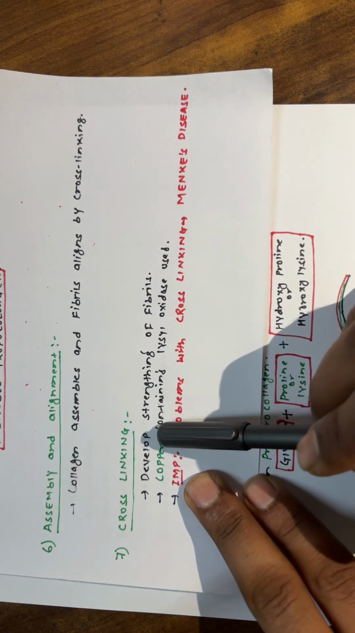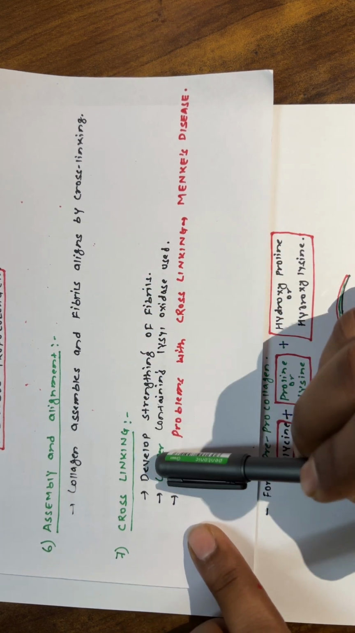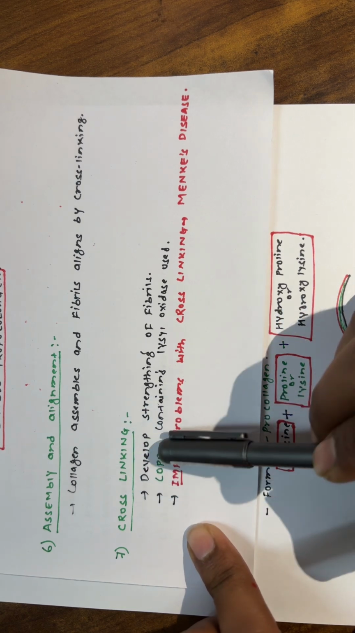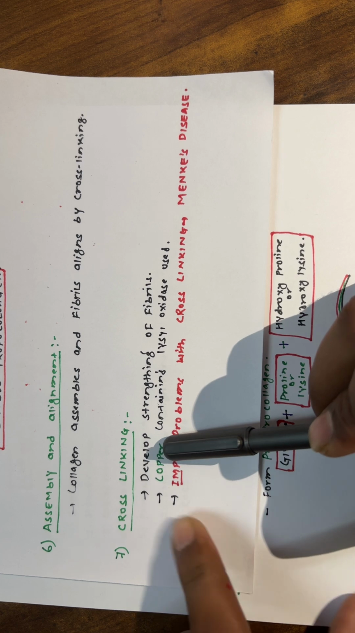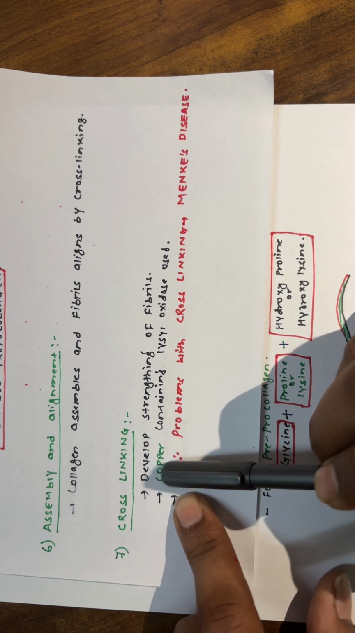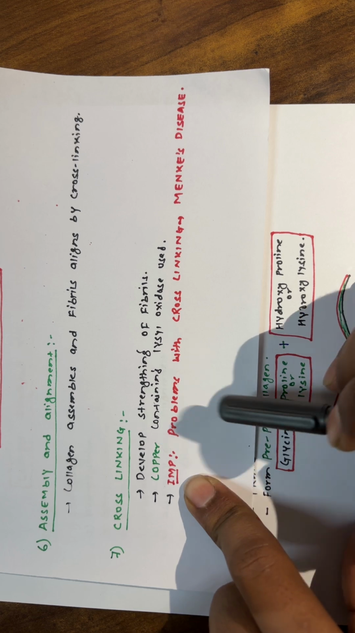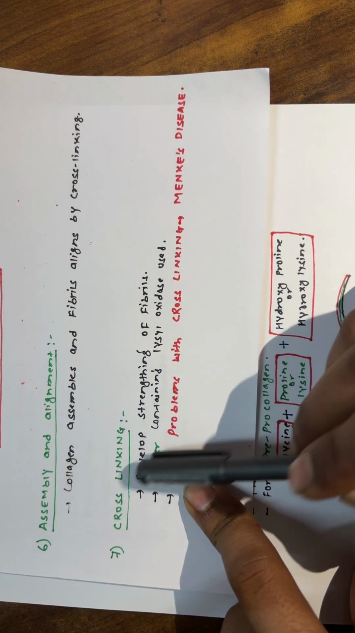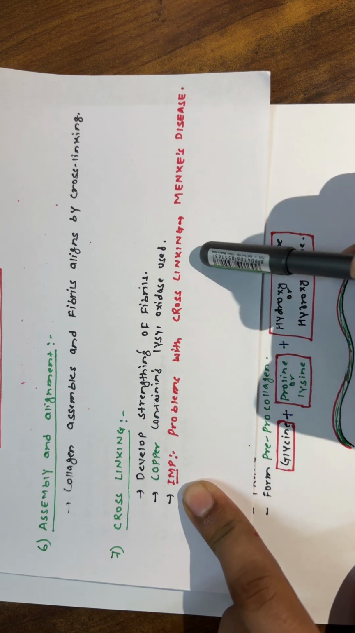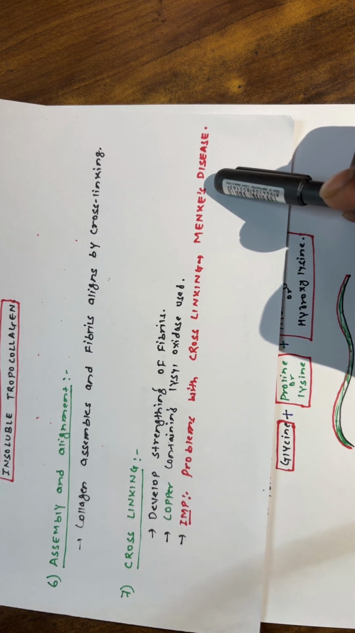In this step, the enzyme used is lysyl oxidase, and this enzyme uses copper. Sometimes the MCQ also asks which enzyme is used, lysyl oxidase, and which element is used, that is copper. The most important point we must remember from this step is that if there is a problem in cross linking, then a disease called Menkes disease occurs.